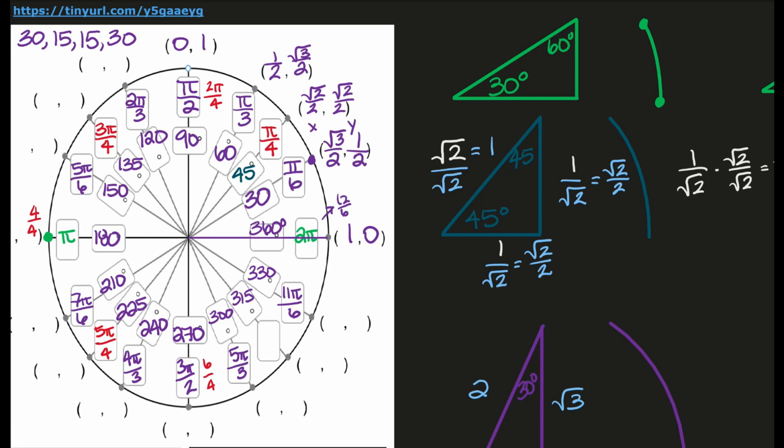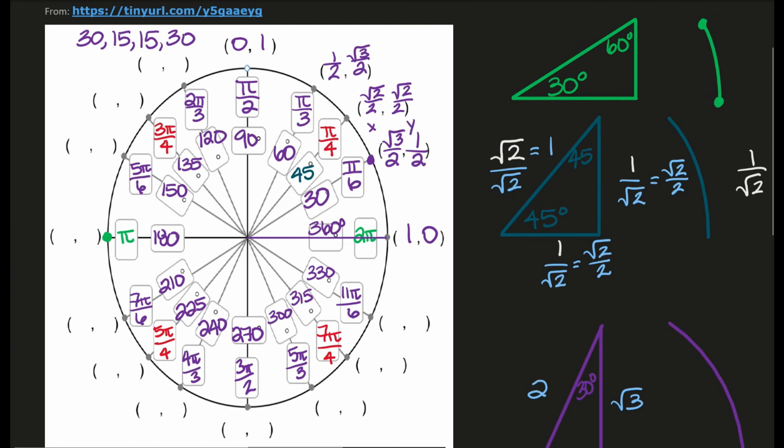And then at 315, this would be 7 pi over 4. And then over here at 2 pi, this would also be 8 pi over 4, which simplifies to 2 pi. So we've filled out our unit circle using all of our degrees and all of our radian values. Now what we want are the coordinates of each of these points here.